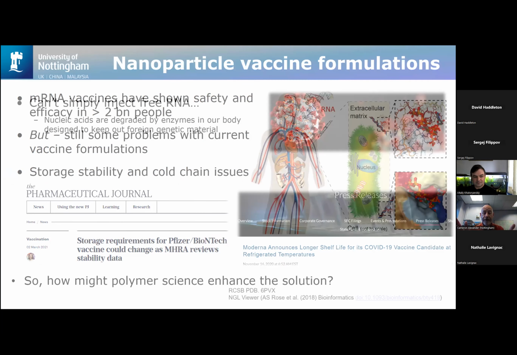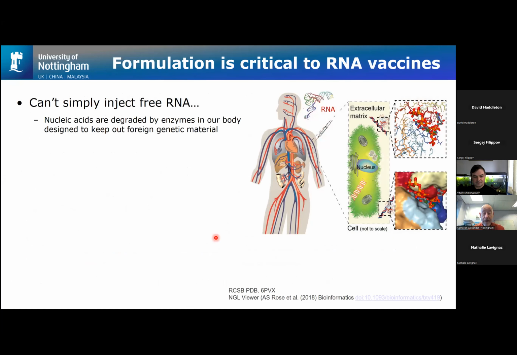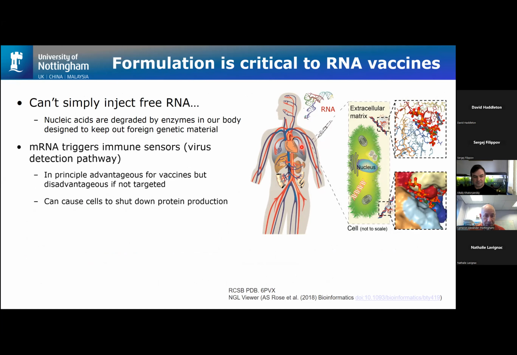Now, one of the things about dealing with drugs like RNA, or in this case, vaccine components, is that you can't simply inject free RNA. And that's because nucleic acids are degraded by enzymes in our body. So if you just do an injection, then our natural defenses will, of course, degrade the foreign RNA. That's part of the viral defense pathway. And mRNA on its own triggers immune sensors. That is, again, part of the body's response to invasion.